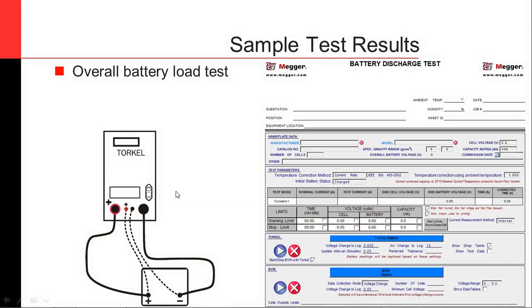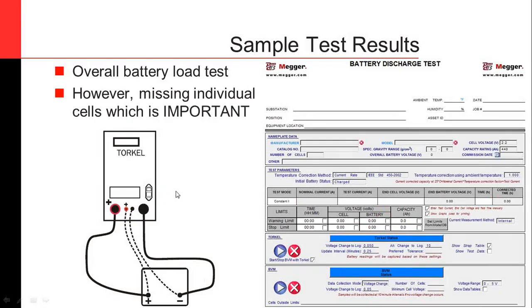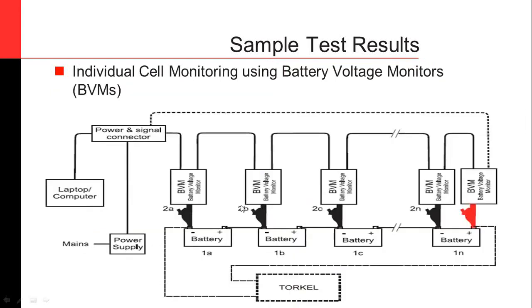Now, while this is great, there's one critical element missing, and that's the individual cells. So, as I mentioned, the torque goes across the whole entire battery string. So, what we have to incorporate are the battery voltage monitors.